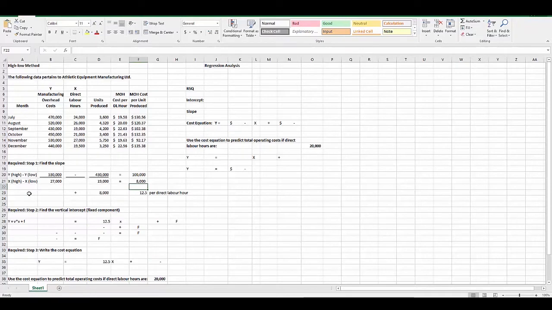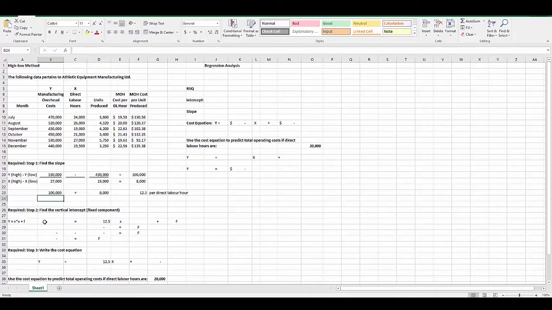Here you would have entered your $100,000 and divided by 8,000, which tells you that your direct labor hours, or your variable cost per hour, is $12.50.